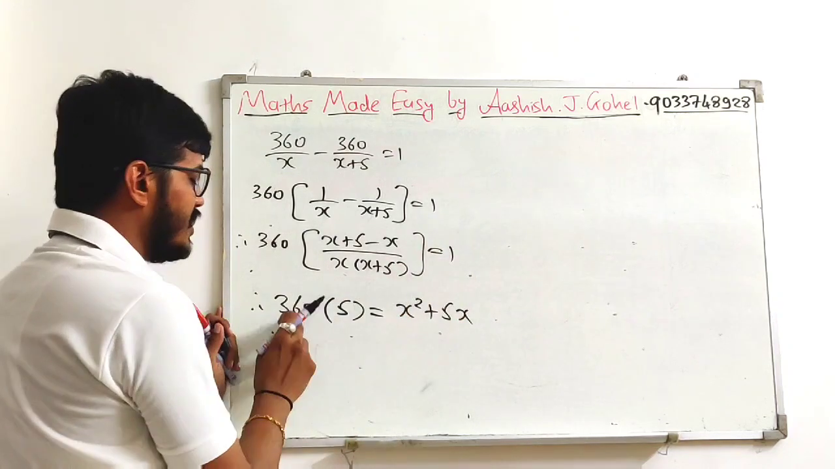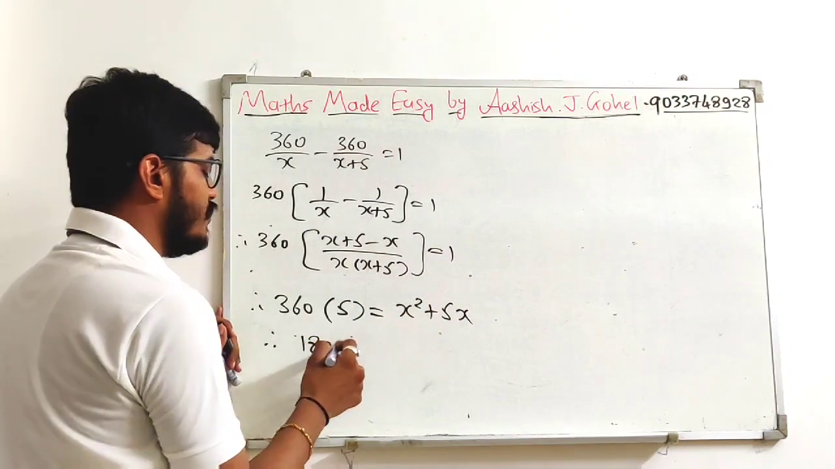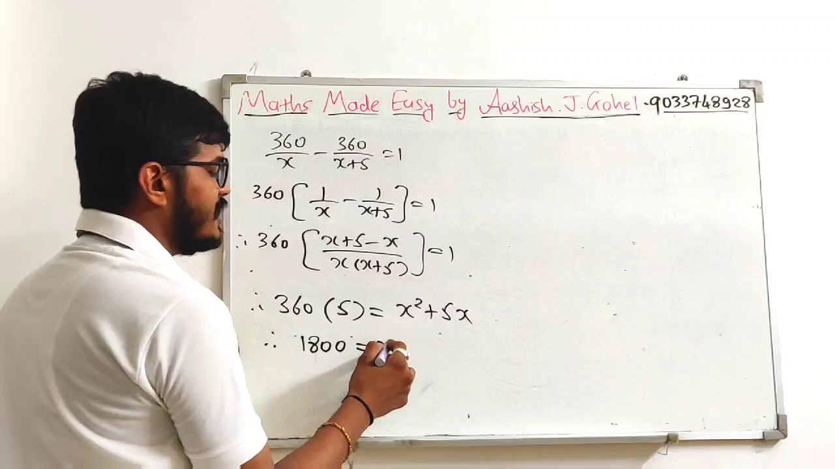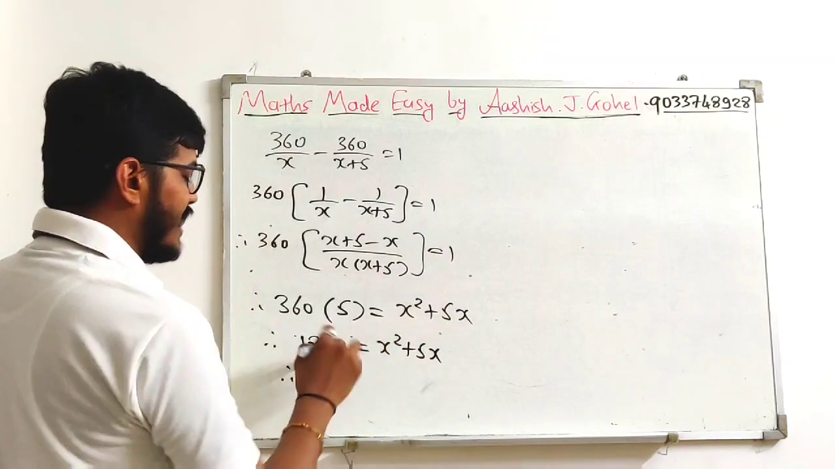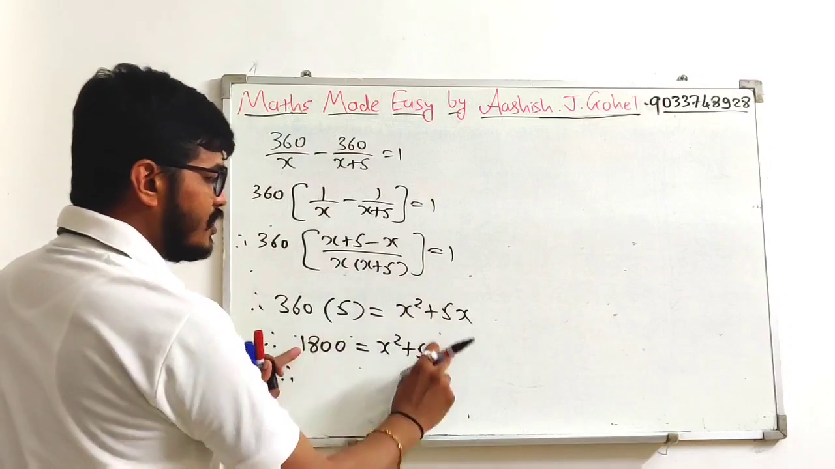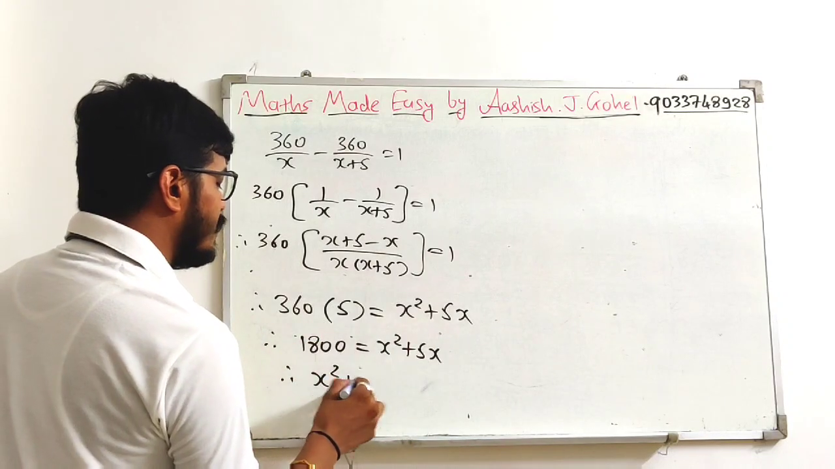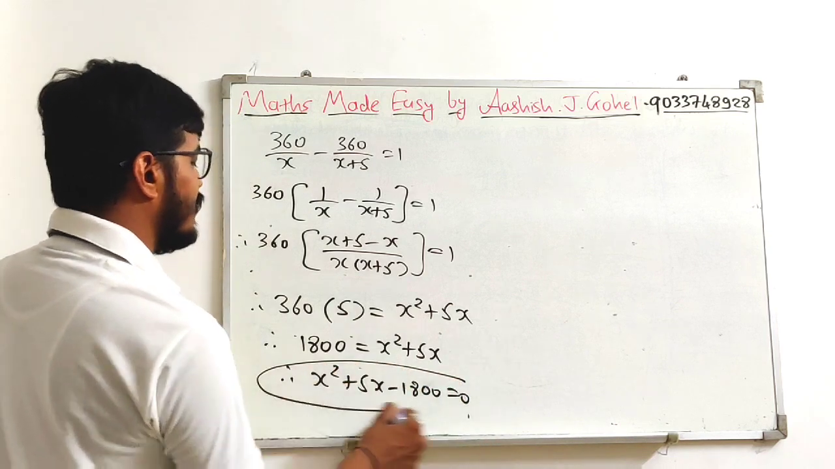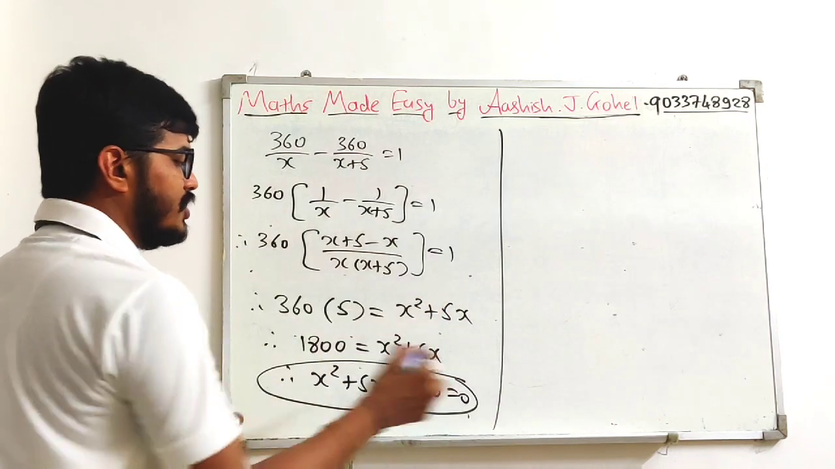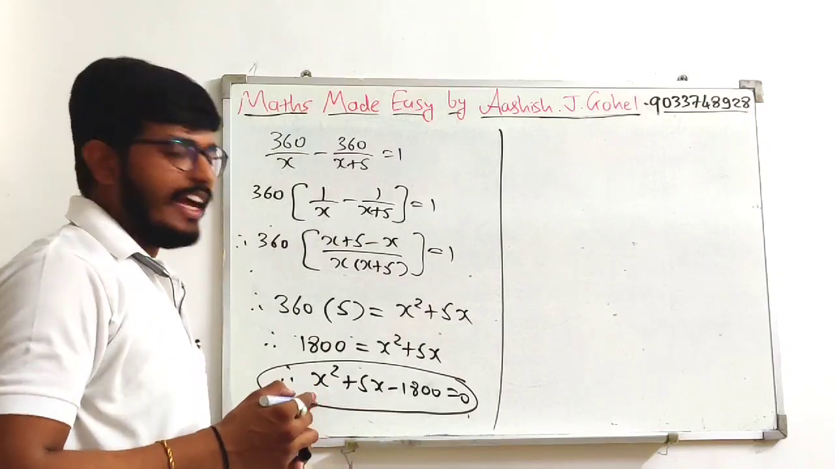Now this 360 into 5 will be 1800. So 1800 is equal to x square plus 5x. Now I will take all the terms on one side. So let us take this 1800 on other side. So x square plus 5x minus 1800 is equal to 0. This is our equation. We need to solve this equation to get the value of x.